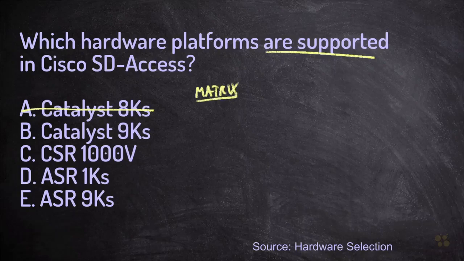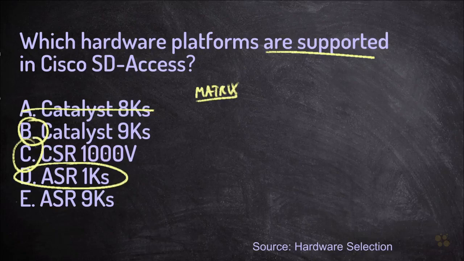Now, as far as the rest of these are concerned, the Catalyst 9Ks are supported, the CSR, that Cloud Services Virtual Router, is supported, and then it comes down to the ASR 1Ks versus the 9Ks. Well, as far as SDA is concerned, it's the ASR 1Ks that we can use. We cannot use the ASR 9Ks, and for the record, I do not expect ASR 9Ks to be added into the SD Access framework. So our answers here are B, C, and D. However, again, always check that matrix when you're doing a network design to find out which hardware devices not only are supported, but also which roles they can be used in.